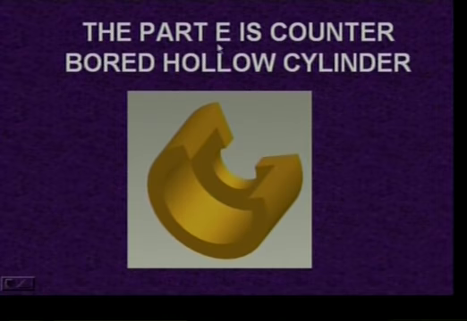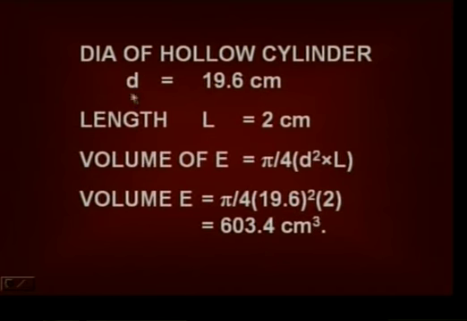The part E is counterbore hollow cylinder. Its isometric view is shown here. For this hollow cylinder, dia D is equal to 9.6 centimeters, length L is equal to 2 centimeters. Calculate its volume by using the formula pi by 4 d square L. By substituting D and L, the calculated value becomes 603.4 centimeter cubed.